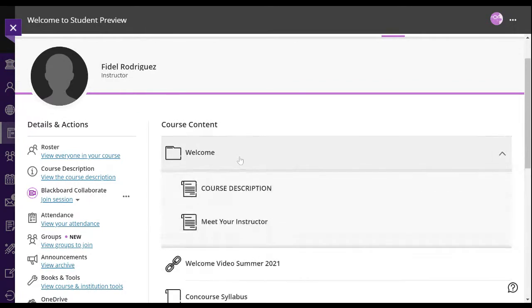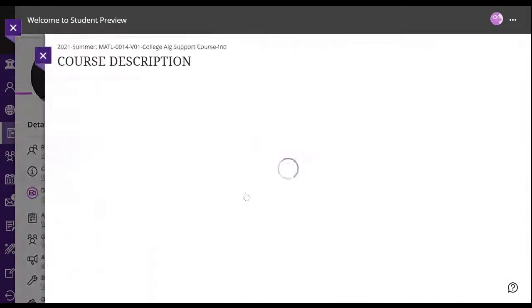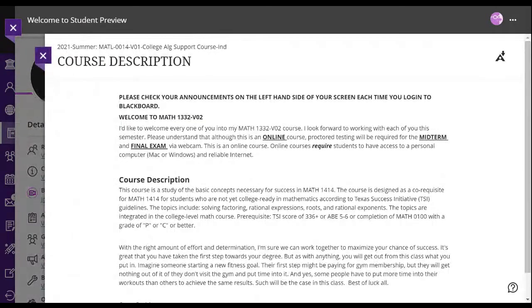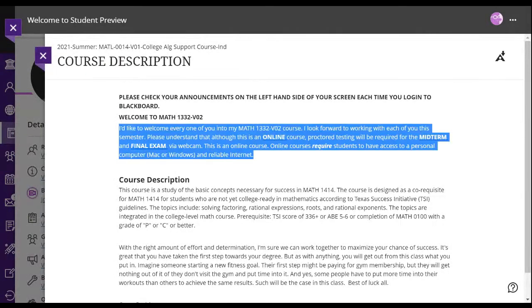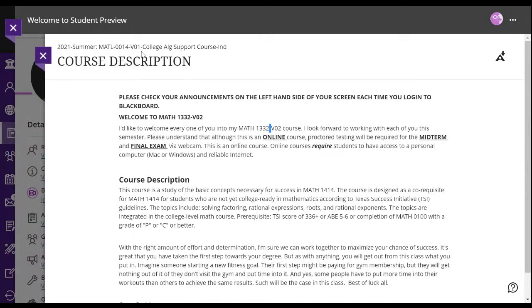So the first thing obviously is a welcome folder, right? And we have a course description. And I need to fix this because I put the wrong course number right here. But we are in 0014, so I'll fix that for you guys. Don't worry about it. So this class, if you notice when you sign up for it, says College Option Support Course, and then it says IND, which is independent. All that means is that normally this class is attached with a college algebra course, but in our case it isn't. It's an independent class.